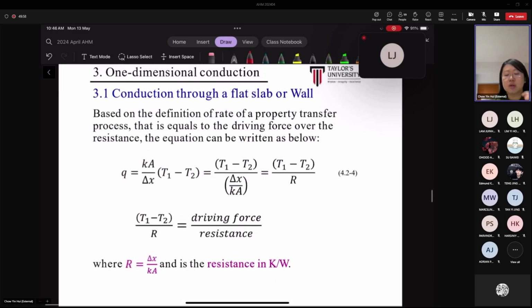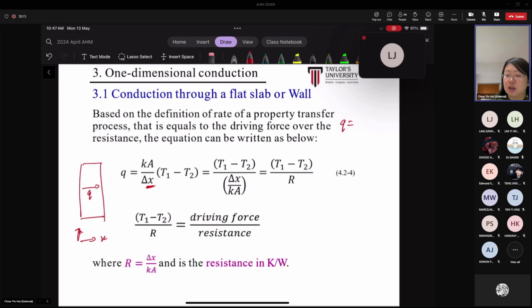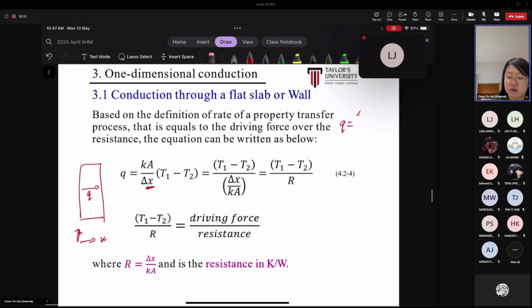Okay, so now when we talk about heat conduction, when you see that it's divided by x, you can expect that the heat transfer is in the x direction. If you recall the general equation for heat transfer, it is the temperature difference, which is the driving force for heat transfer to occur, divided by the sum of resistance. This is the most general heat transfer equation.